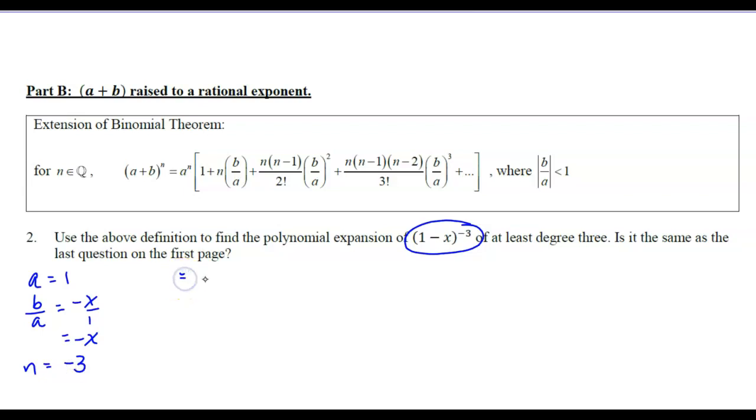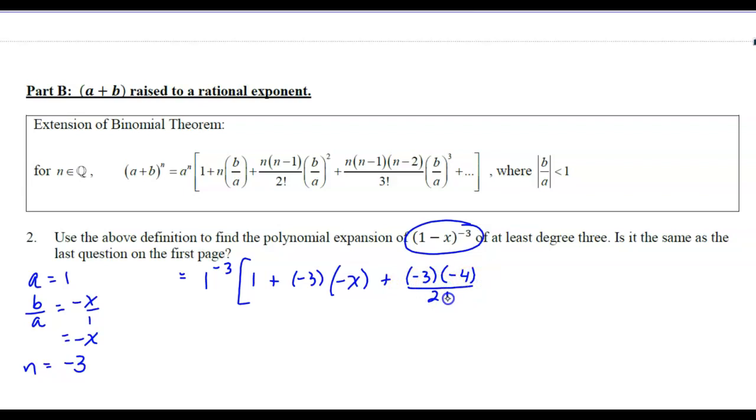So this is going to equal a, which is 1 to the negative 3, which is just 1, right? 1 plus n times negative x plus n. So you'll notice now how we're subtracting from n, it's integers. So they are getting smaller. They're not going down to 1. So it's not shown as a factorial. So that's going to be negative 4 over 2 factorial times negative x squared.